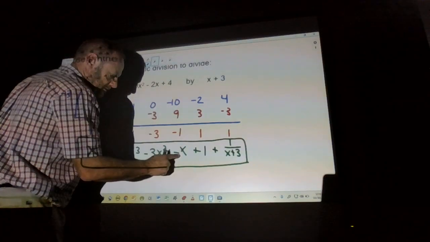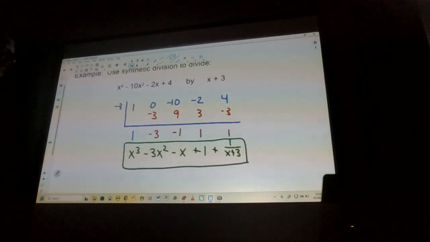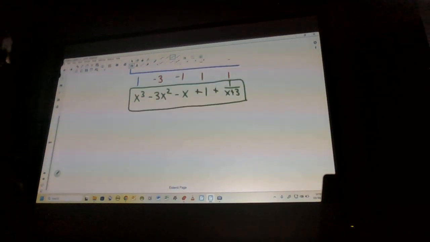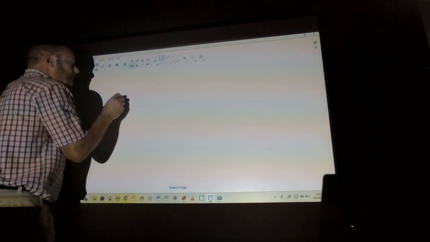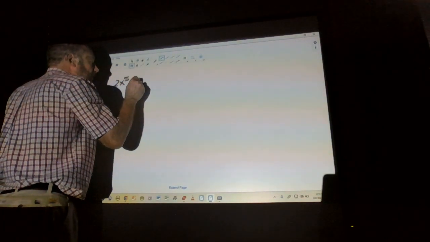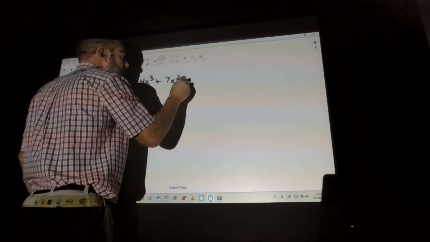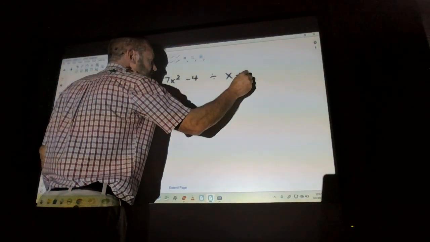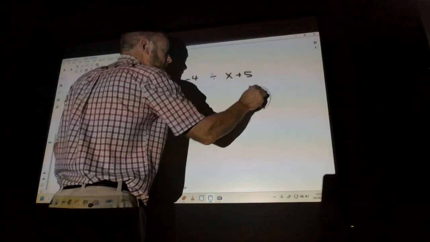Okay? I like the way this is written, so let's fix that. Let's do another one. For additional practice, let's do 2x to the fifth minus 4x to the third plus 7x squared minus 4 divided by x plus 5. Actually, let's make it x plus 2.